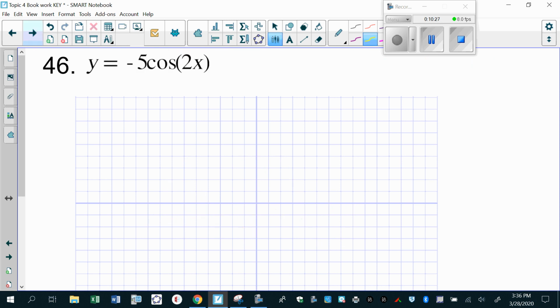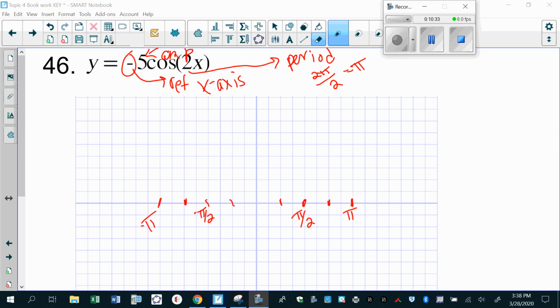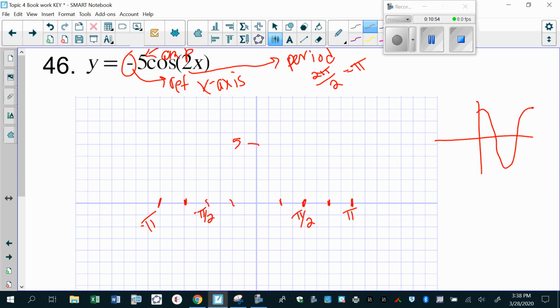Okay. Last one. See if you can do this one on your own. Okay, so here's my scale. I know it's only going to take pi to get through a cycle, and I'm going to do my little sketch. So we're starting at maximum, minimum, back up to the maximum. And I know I need to go up to 5 and down to -5 at the minimum.